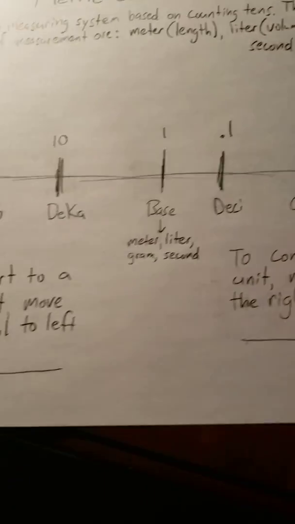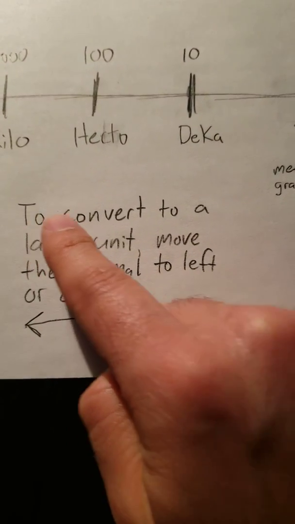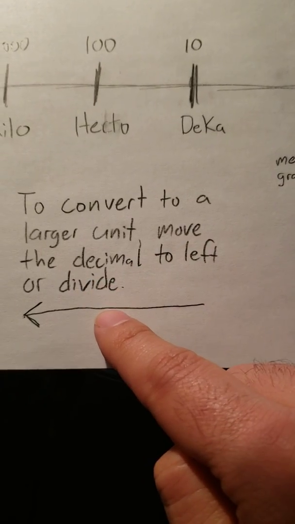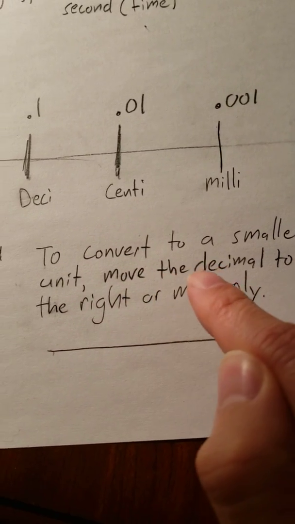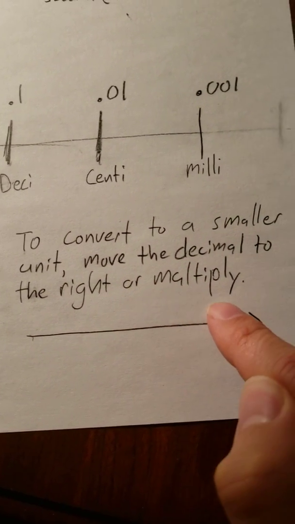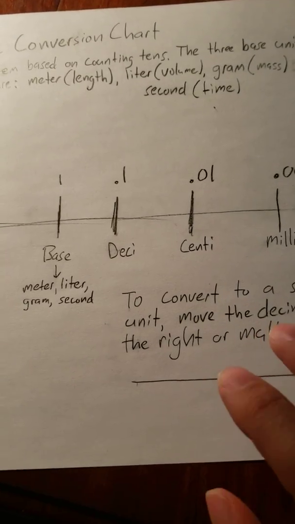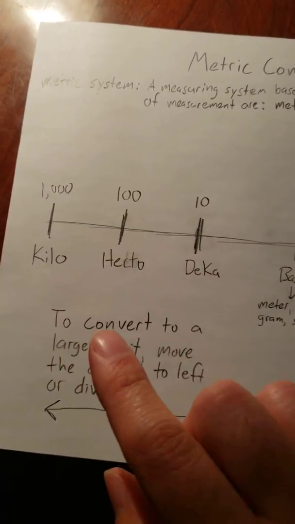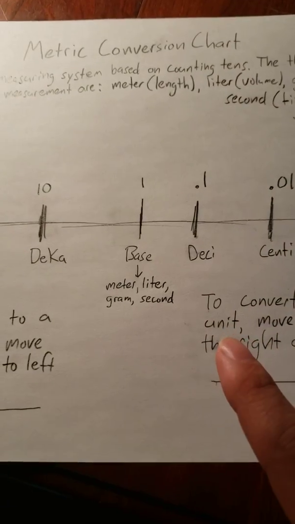Okay? Now, down here in the corner, to convert to a larger unit, move the decimal to the left or divide. And then on the right side, to convert to a smaller unit, move the decimal to the right or multiply. So these will make a little more sense once we start converting, but what I want you guys to do first is copy this chart down into your notebook because we're going to be using it to convert some numbers.